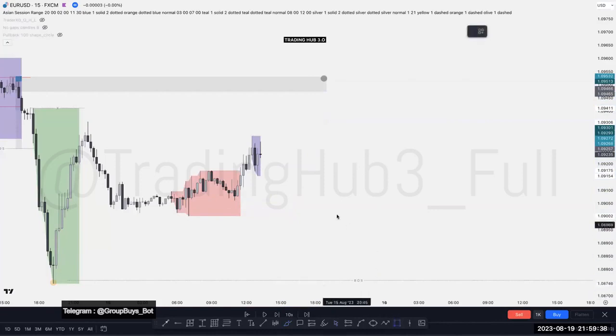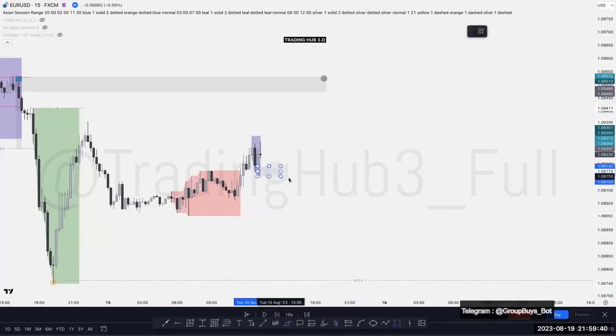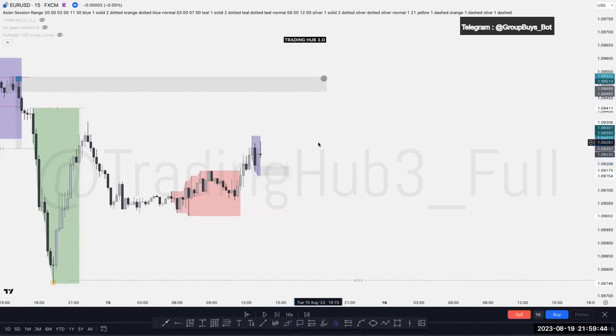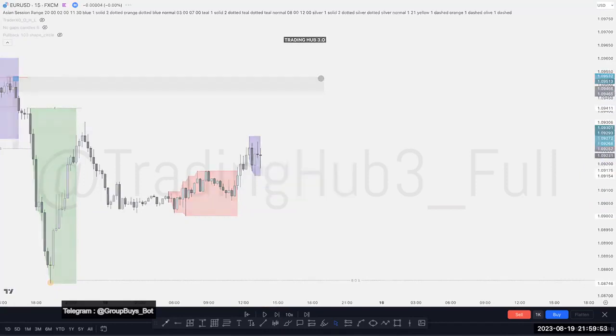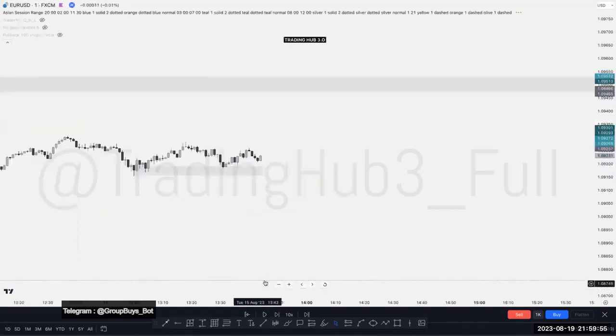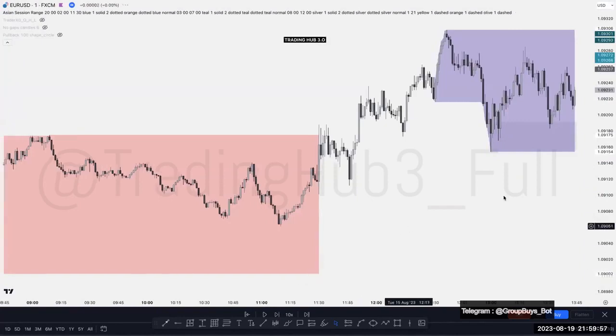And this is our hidden demand zone as per our plan right here. Okay. So now wait for it to mitigate this one. Okay. Finally, the market mitigates this one, and you have to switch here to a 1 minute time frame because we are using 15 minute.